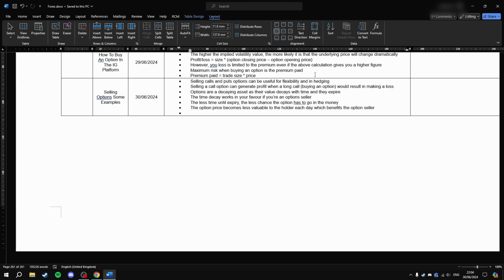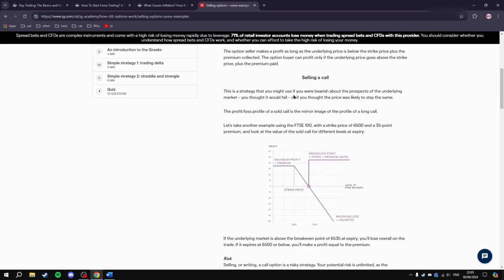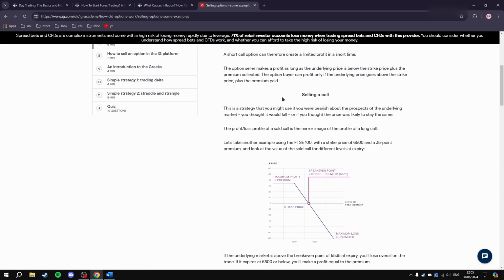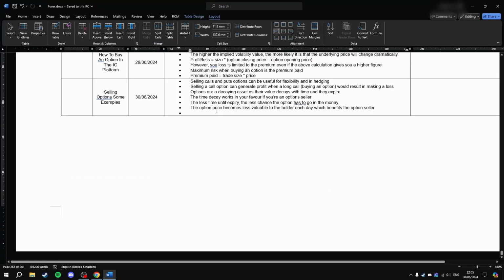So you're selling the option, so selling the underlying asset at the current price and then hoping to buy it back at a lower price later. The option seller makes a profit as long as the underlying price is below the strike price plus the premium collected. Is this for both the calls and the puts then? A short call, no. So only for the calls.